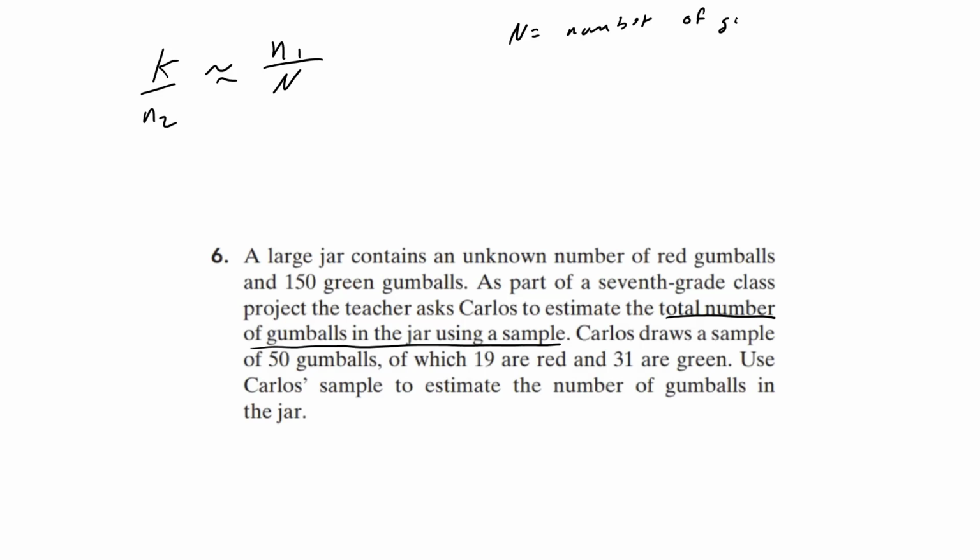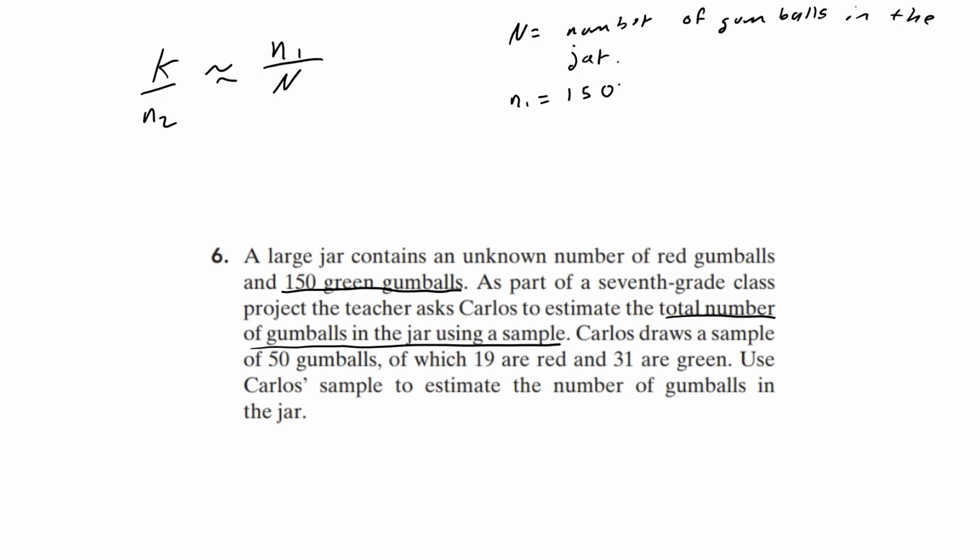I should have been more careful with my labeling. So there are 150 green in the jar. The tagged are the gumballs that are green, so N1 is 150. That's the number in the entire population, and K is for your sample. So how many are tagged in your sample? We're keeping track of the greens, not the reds. Got to be careful with that. I just made a mistake there. So K is 31 green gumballs.